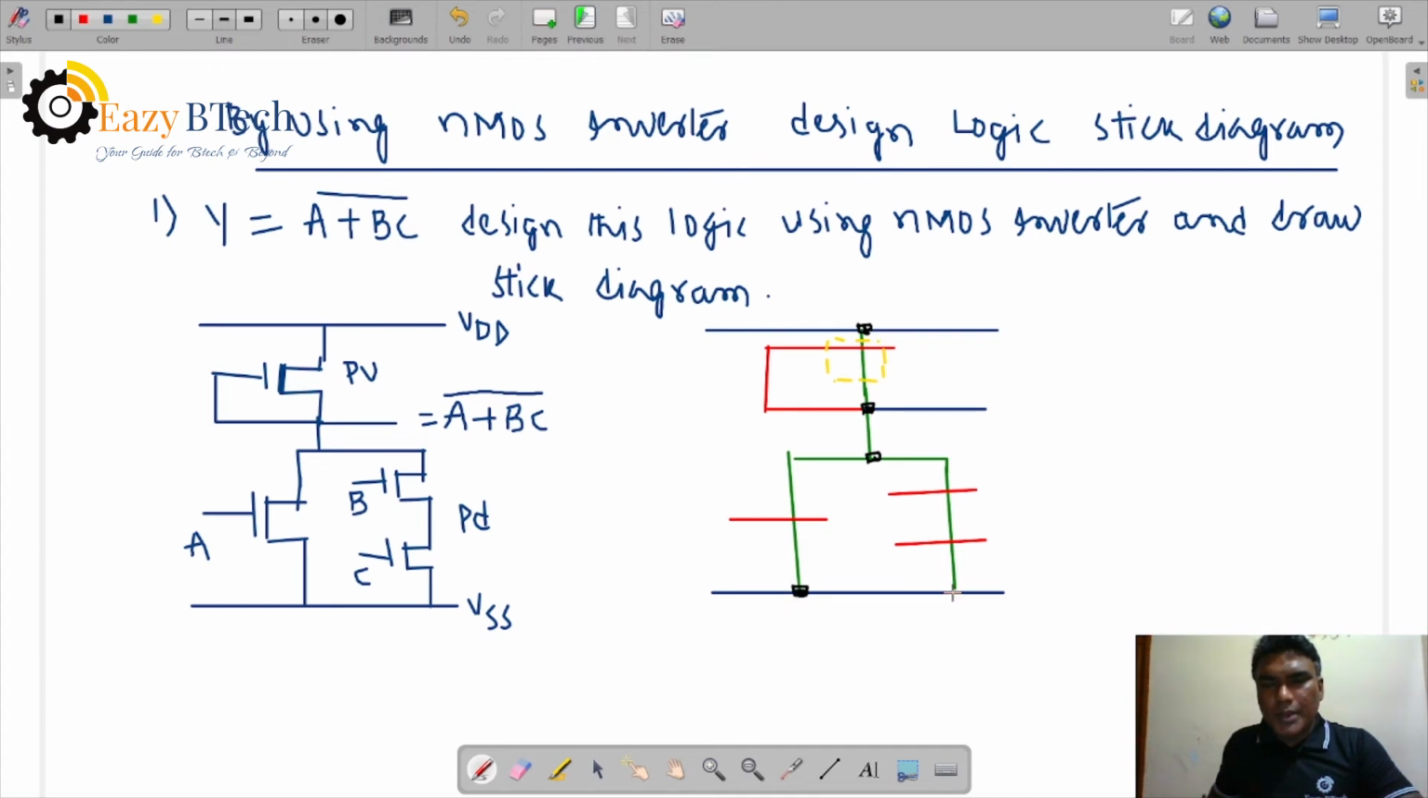So diffusion and the metal, this is also an interconnection point. Now we can take the terminals A, B, and C, input and output. So this is VDD, VSS, and Vout. So this is a stick representation of an NMOS inverter design using the logic circuit diagram with respect to the stick diagram.